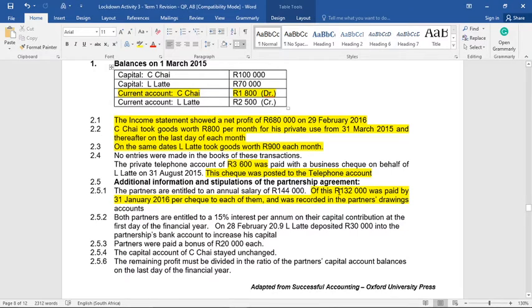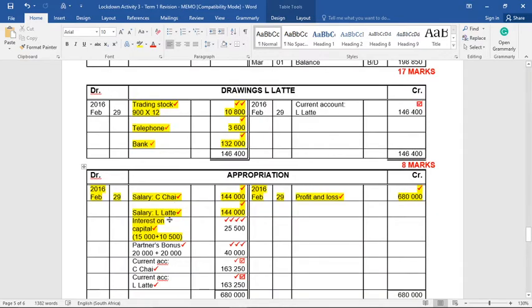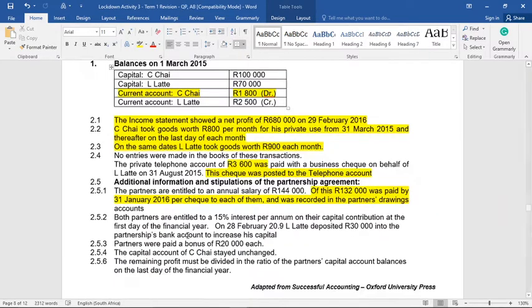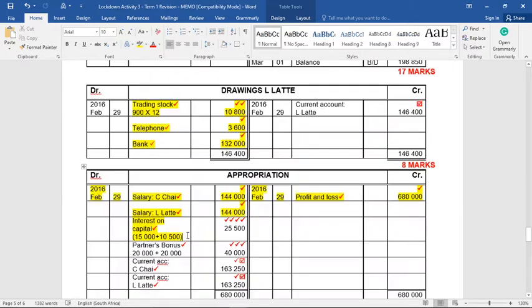And how would we have got that? Let's do C. Chai's first. C. Chai's balance was 100,000, and we are multiplying it by the interest rate of 15%. So that's going to give us 15,000. The other guy's was 70,000, and if we multiply it by 15%, we get the other 10,500. Okay, so together 25,500 on the debit side of appropriation.